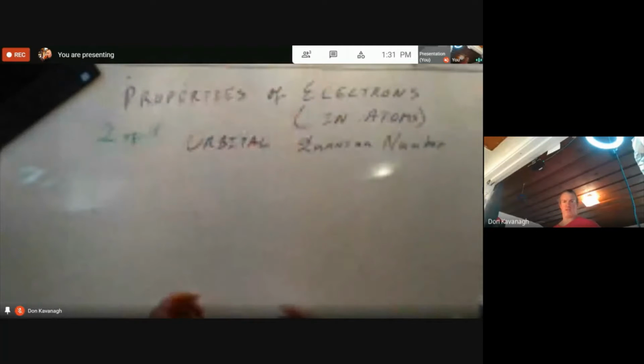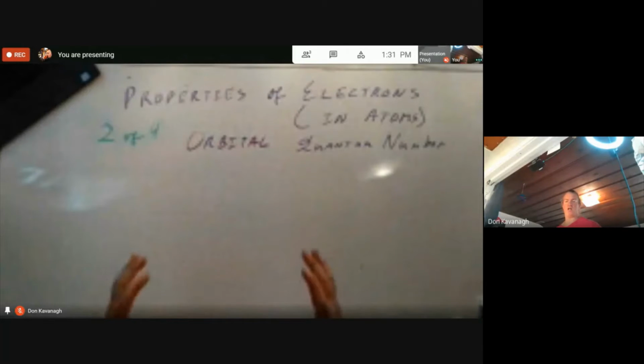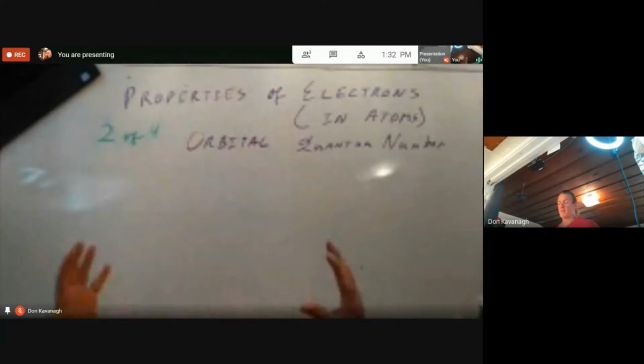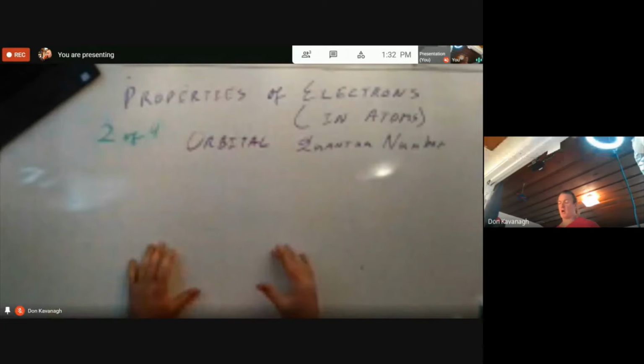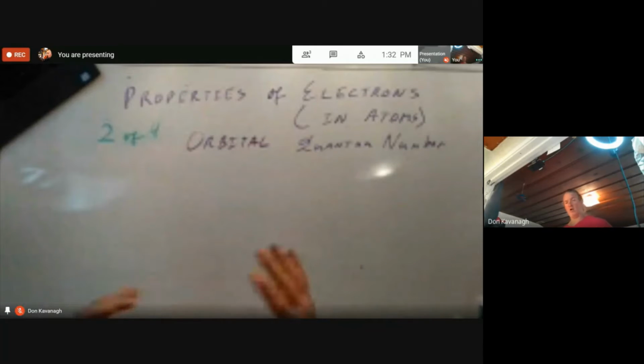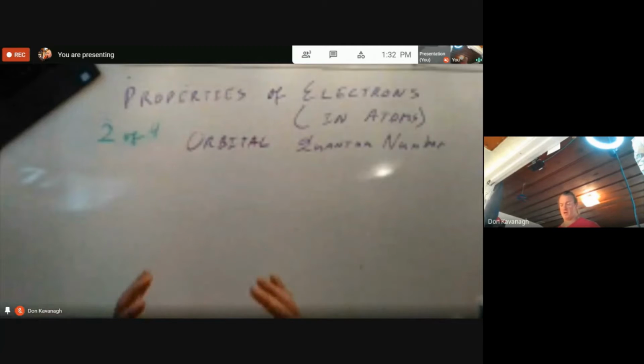Some properties of electrons in an atom. Now, when we describe electrons in an atom, we want to describe very accurately where they are in relationship to the nucleus and where they are with relationship to other electrons. Properties of electrons you're already familiar with are that electrons have mass and they have a charge. We're talking about the movement, the location, other properties of an electron in an atom right here.